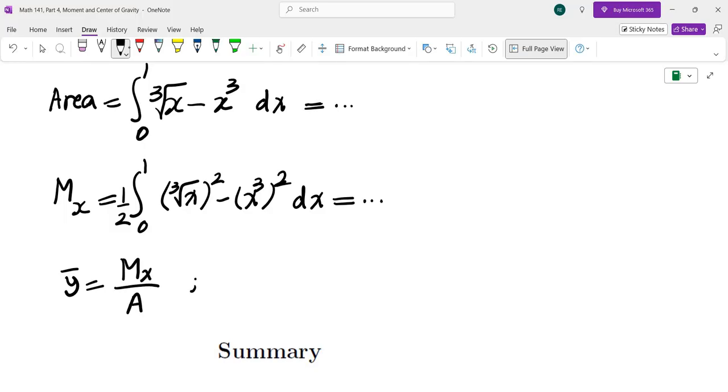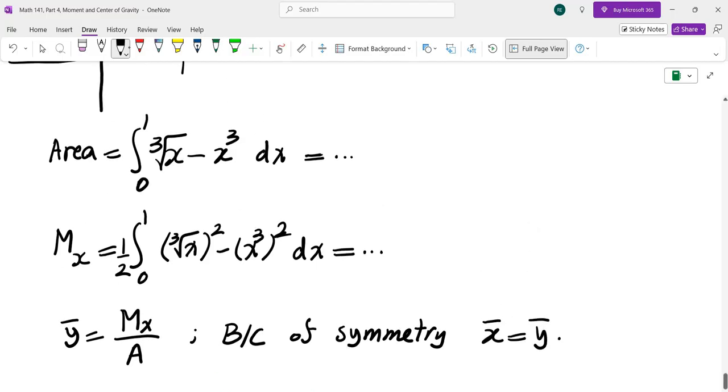Now note that because of symmetry, x bar and y bar are the same. And you can verify that by doing m sub y, but you don't have to do that. If you want to do m sub y, it would be the integral from 0 to 1 of x times cube root of x minus x cubed.